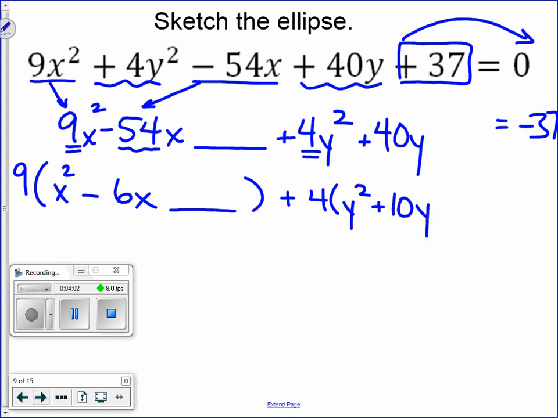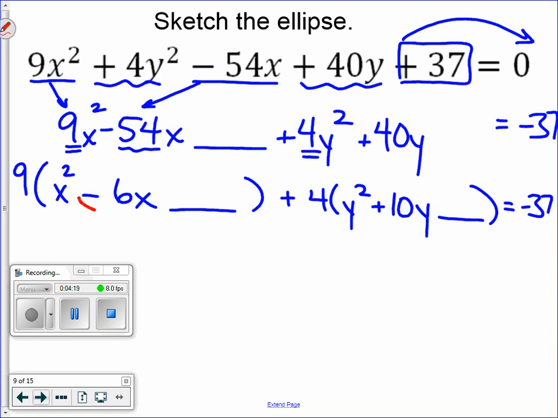That leaves me with a 10. I've got a space here as well, and that's equal to negative 37. So, in order to complete the square, you cannot have coefficients for your squared terms, right? And then we complete the square. How do we complete the square?